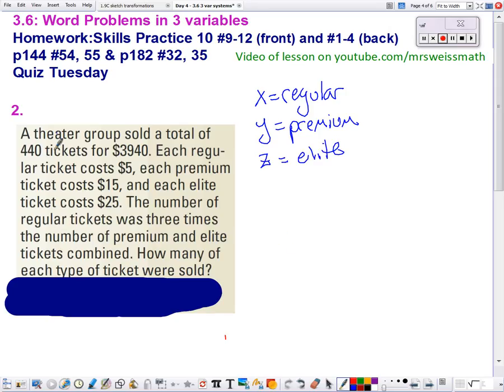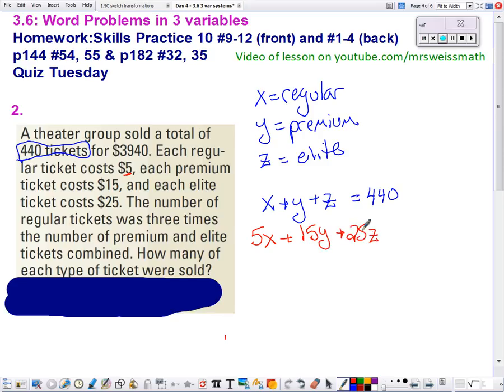When you read this, here's our first equation. There is 440 tickets total. So X plus Y plus Z equals 440. Then I'm going to do a money equation. If it's $5 for a regular and $15 for a premium and $25 for elite, here's all my money has to equal my total money.